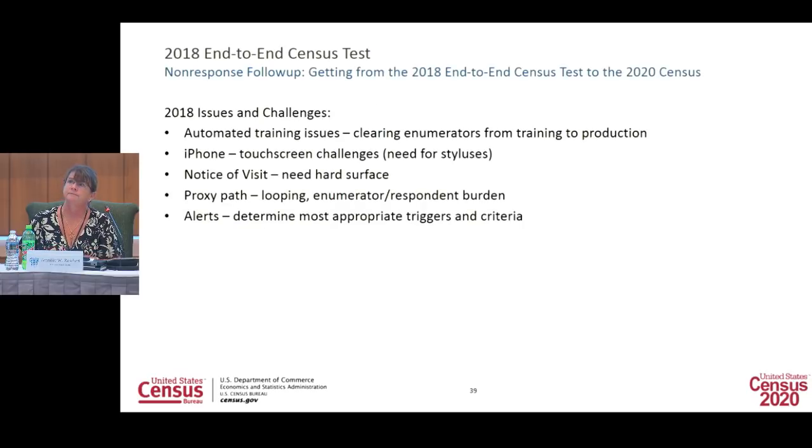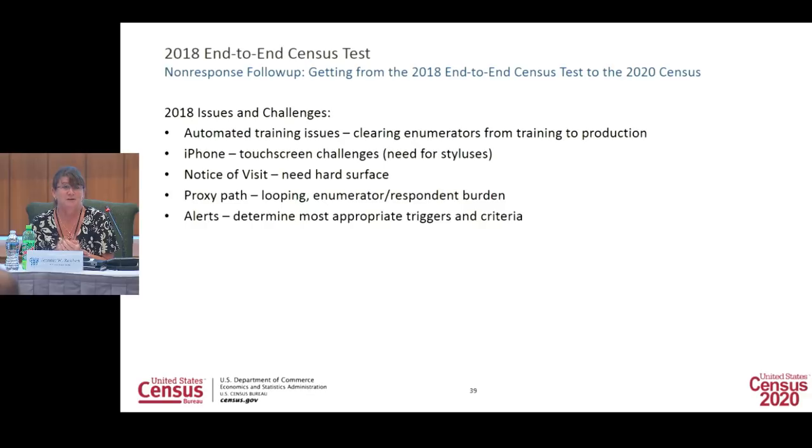Next slide. Okay. So now we're done with 18. We learned a lot in 18. We have to move forward to 2020. So how do we get there? As with any test, we had some issues and some challenges in 18 that we know we need to address. Early on in the operation, the automated training process, we had some challenges clearing enumerators, getting them out of the training phase and into production. There were some issues in the software about recording the assessment scores for the enumerators. That issue was fixed, but we had to implement some workarounds in 18, so we know that we need to make sure things like that don't happen.